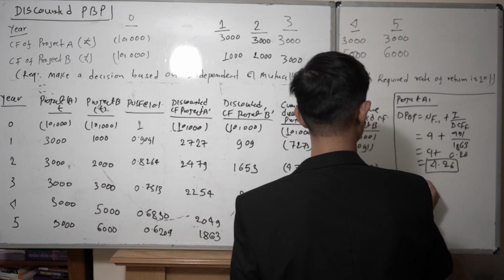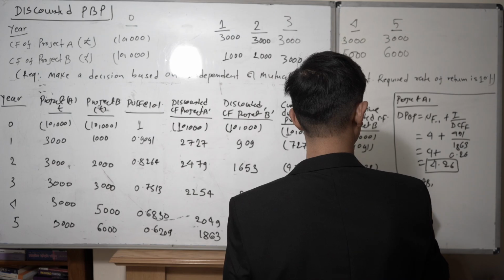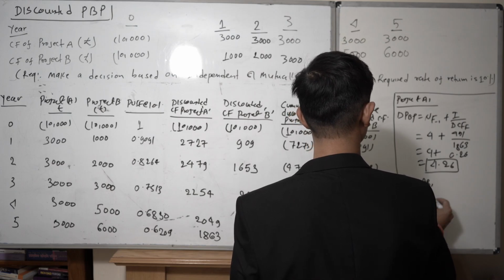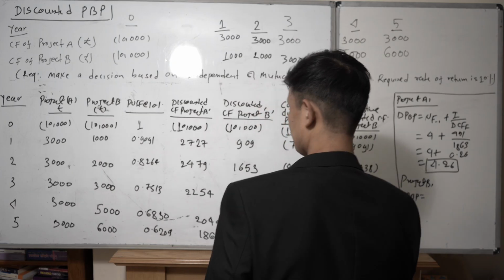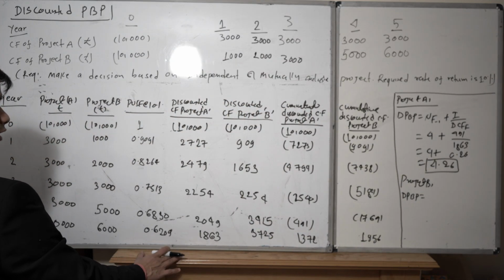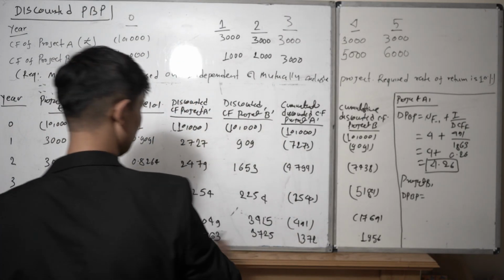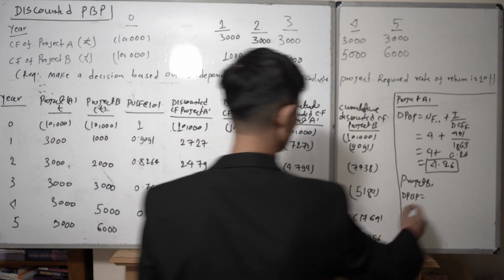Same for project B. The discounted payback period for project B as well: the value is only positive in year 5 over here. So that means the minimum payback period is also 4 years.